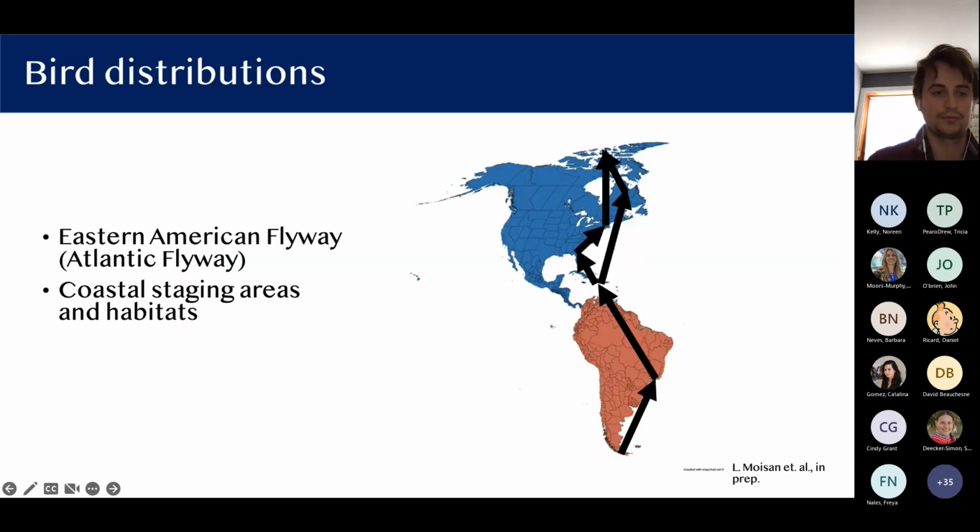So for the focus of this project, we're going with a very large scale, focusing on the entirety of the Eastern American flyway, which basically begins for some birds at the southernmost tip of South America and continues all the way to the Arctic, where many of these birds will breed in the summer. And along the Eastern American flyway, we will be focusing primarily on coastal staging areas and habitats.